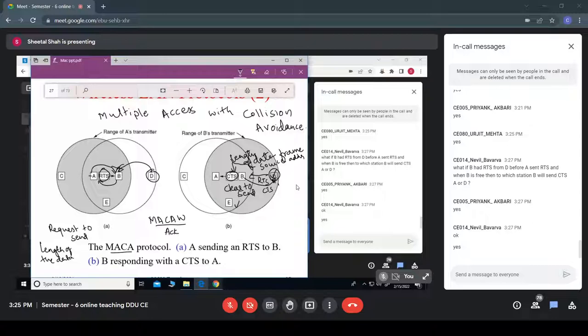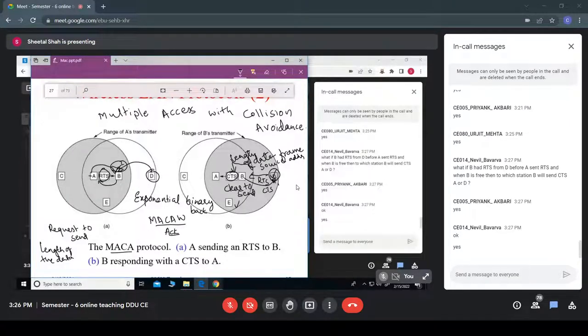The first one is to send the acknowledgement frame. In case more than one RTS fails, or if they collide, then the station has to wait for a random period of time, and that random period is decided by the exponential binary backoff algorithm, and then they can retransmit this RTS signal once again.